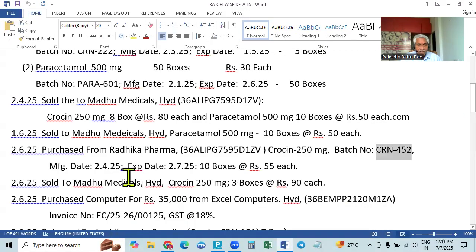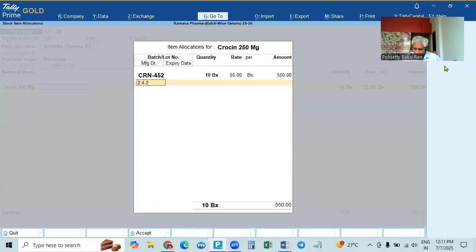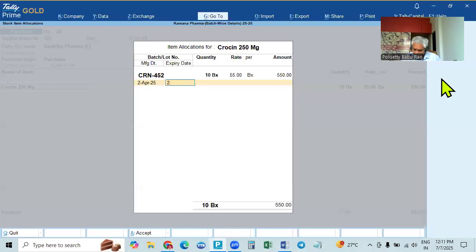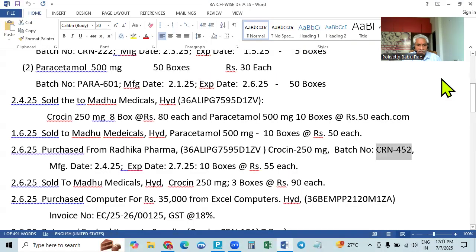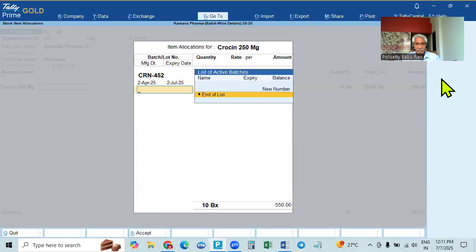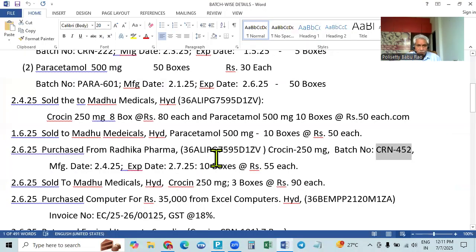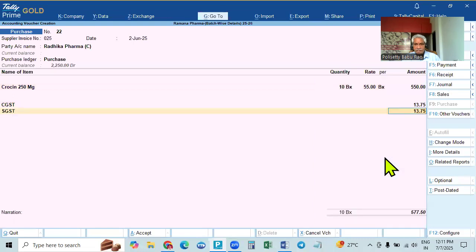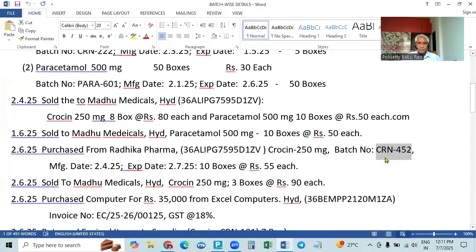What is the date of manufacture? 2425 is the date of manufacture. Date of expiry is 2725. So we purchased only this Crocin, only one item. So CGST, SGST we purchased. Okay, this we purchased. Now in the stock item, it will show. So we purchased 10 boxes.